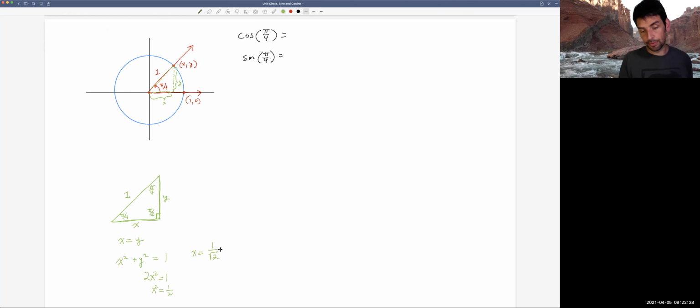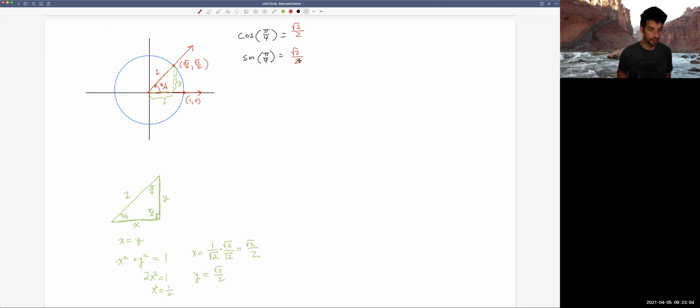And then typically people write this in a different form. They multiply by 1 to get root 2 over 2. I don't find it that important, but it is how you'll often see it written. So I'm going to go ahead and write it that way, which means y is equal to root 2 over 2. This gives me my coordinates. The coordinate points right here have got to be root 2 over 2, root 2 over 2. And that means cosine of pi over 4 is root 2 over 2. And sine of pi over 4 is also root 2 over 2.